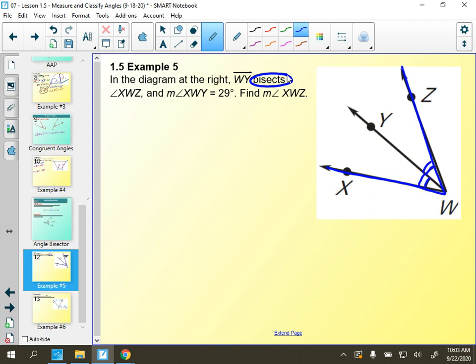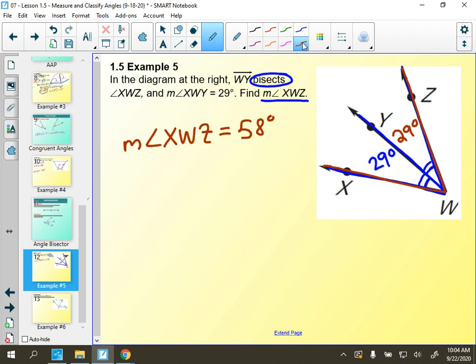I can add double arcs. It doesn't necessarily matter. What are we told? We're told that the measure of angle XWY, so this one here, is 29 degrees. Find the measure of, just be careful here, XWZ. So it's actually asking us for the whole thing. So I have to be careful. Don't just say 29 degrees. We should know that these two smaller angles are each 29, but the measure of angle XWZ, the whole big one, ends up being 58 degrees.